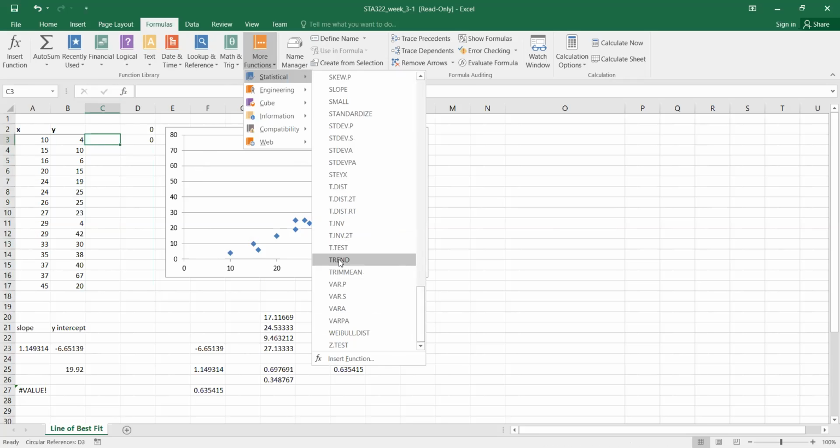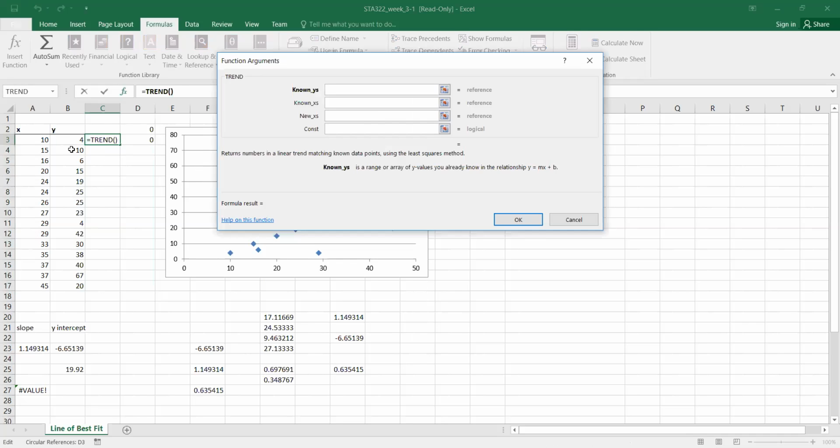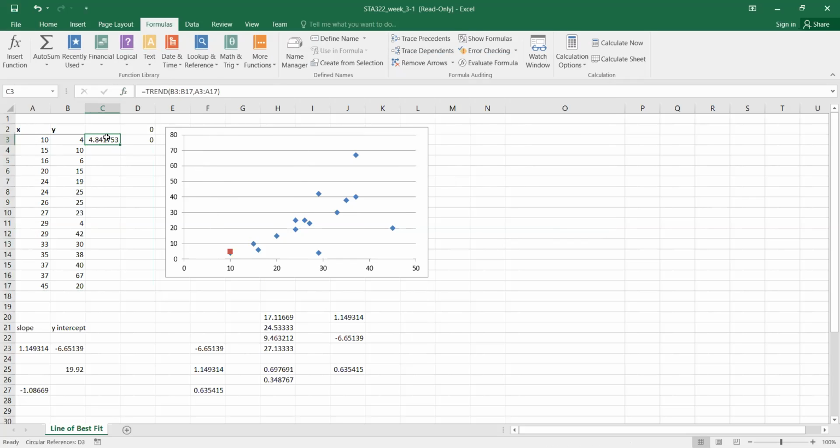trend, known Ys, known X's, we get a value, and then let's copy this into these others and see if it works. No, they don't like it. Sets everything on the 0 line. Interesting.